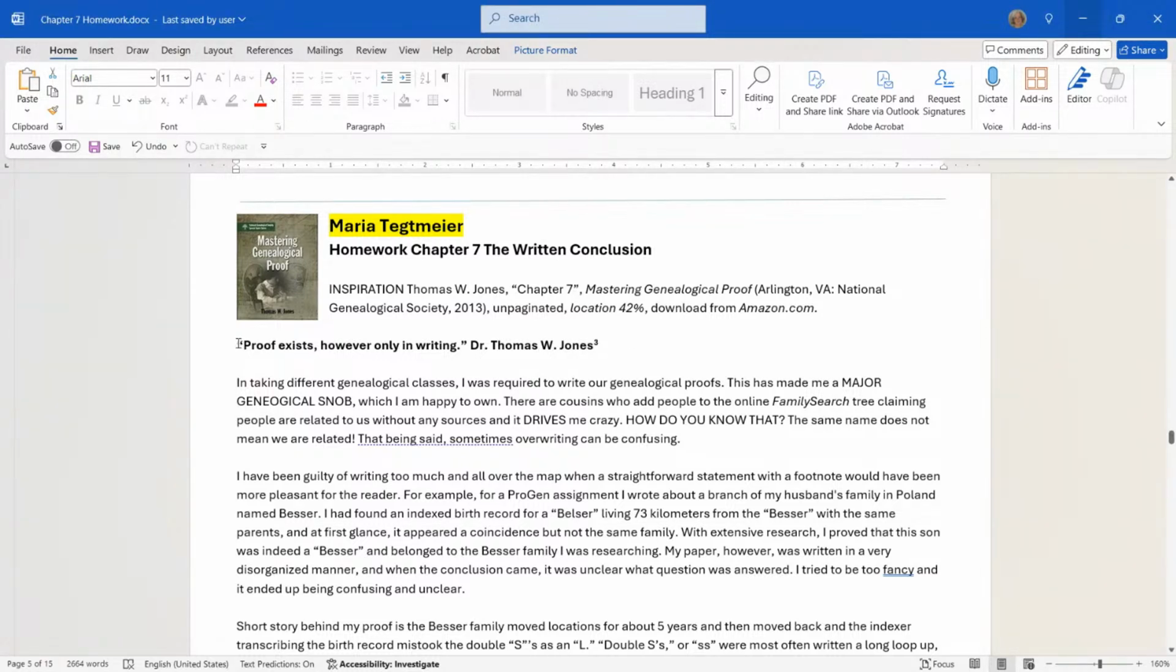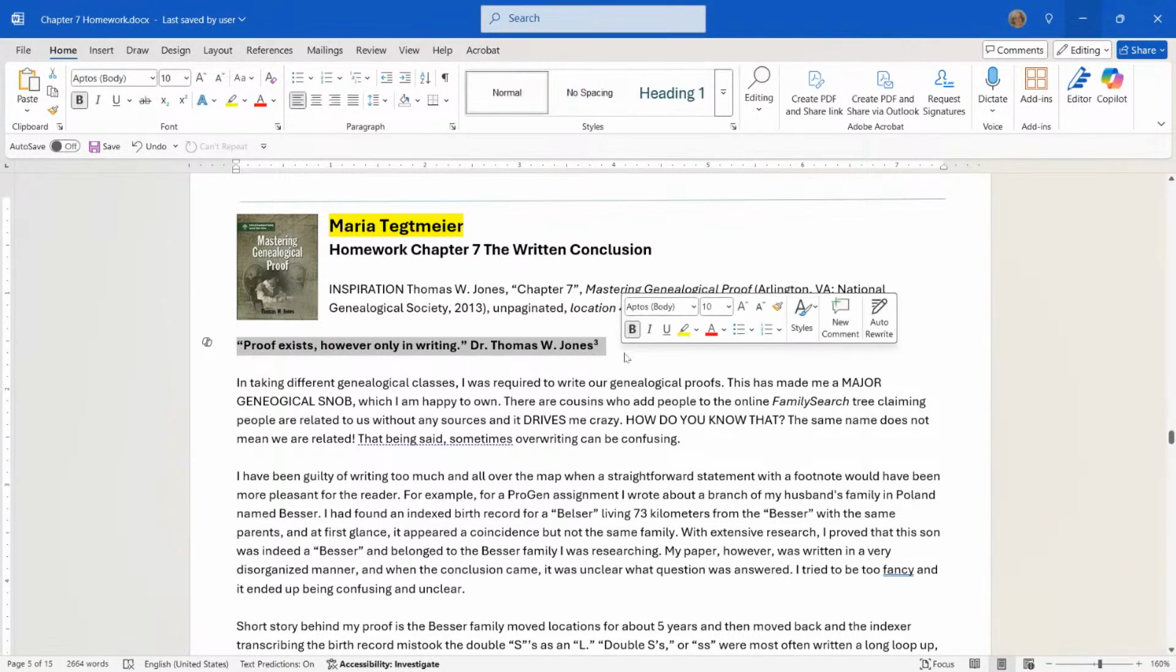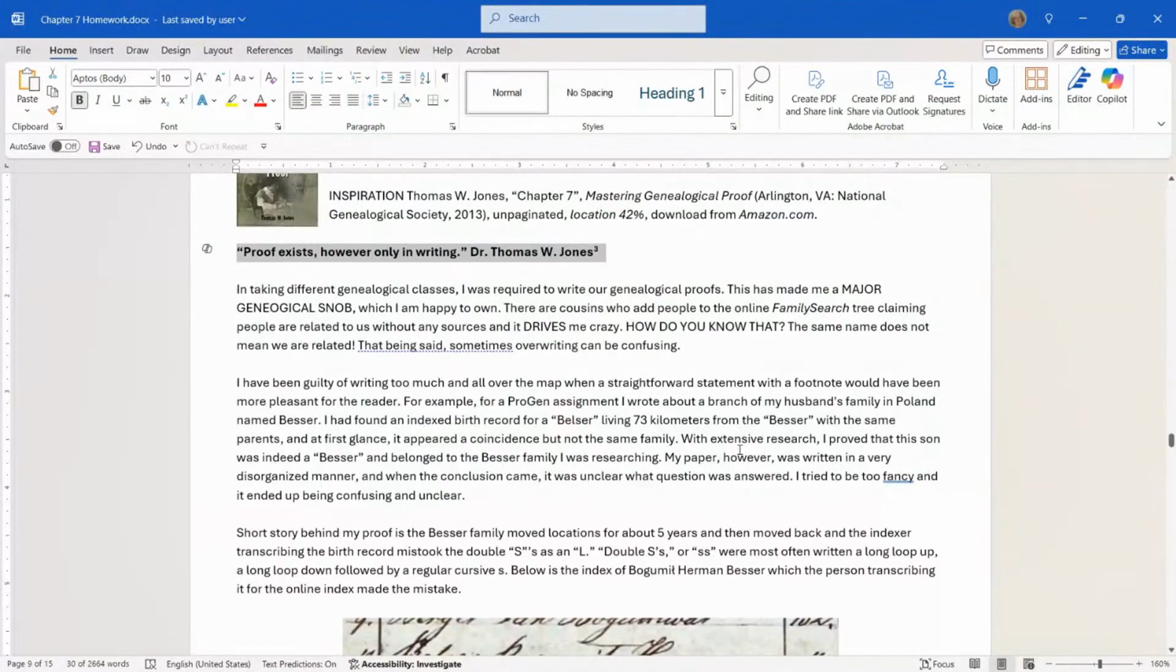So I could have rewritten this homework that I did for my ProGen homework. Yes. And it could have been really fancy. But what I wanted to say is how I failed at writing an argument. And I did this homework for my ProGen on this particular person, Herman. And I just laid it out completely crazy. It just did not look good.